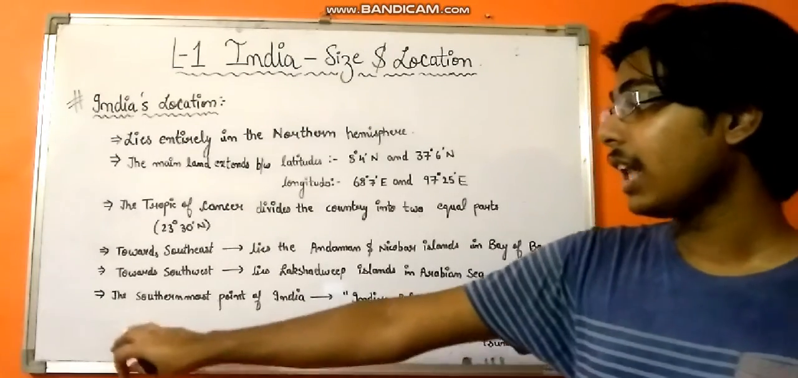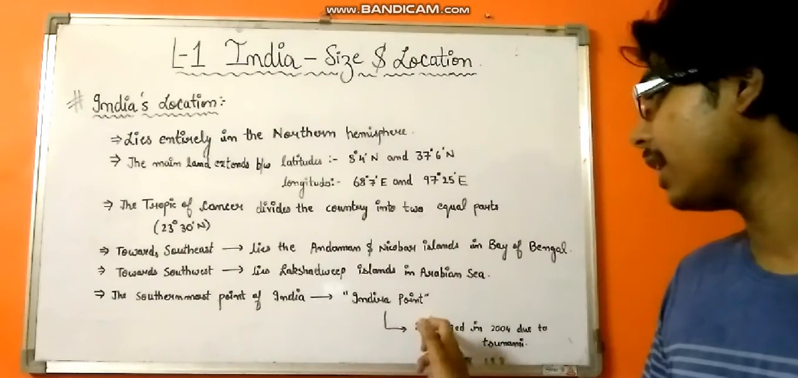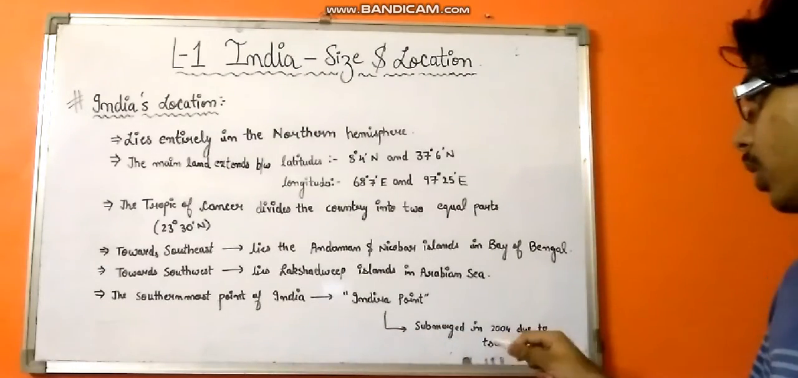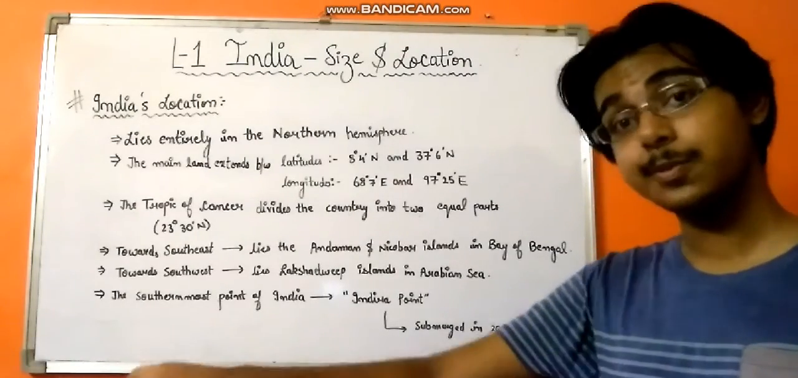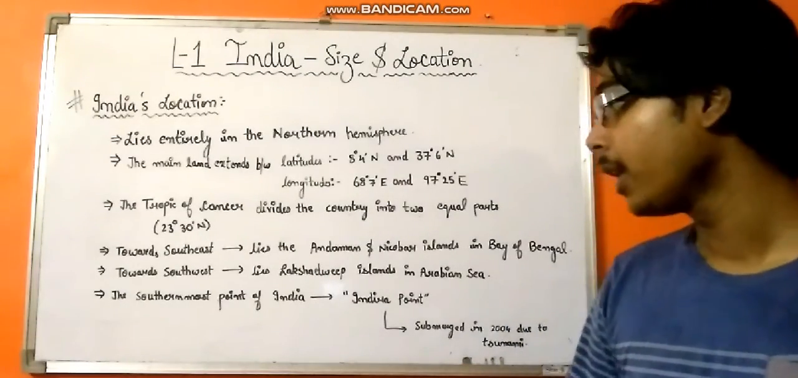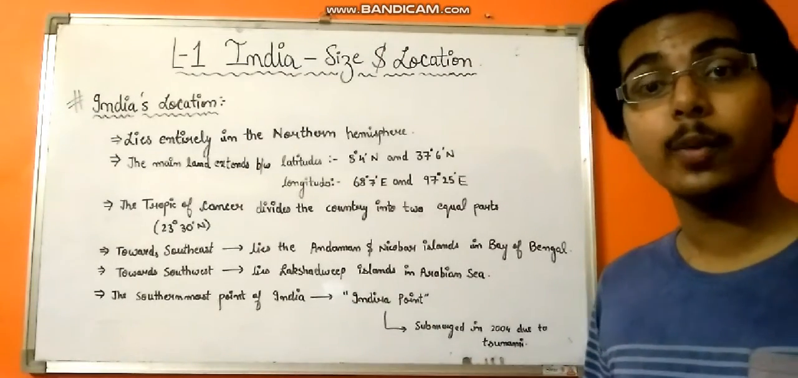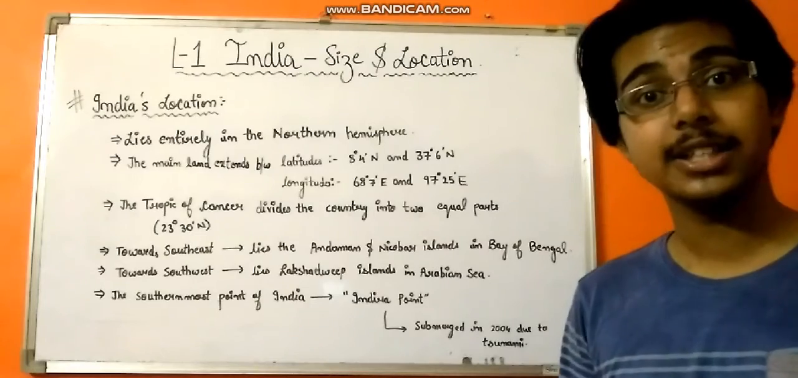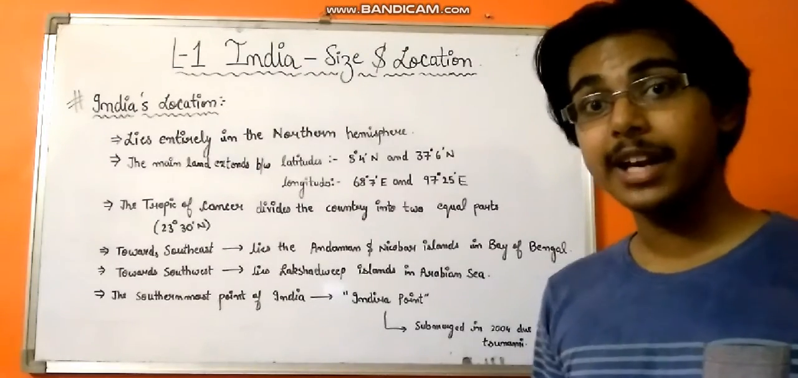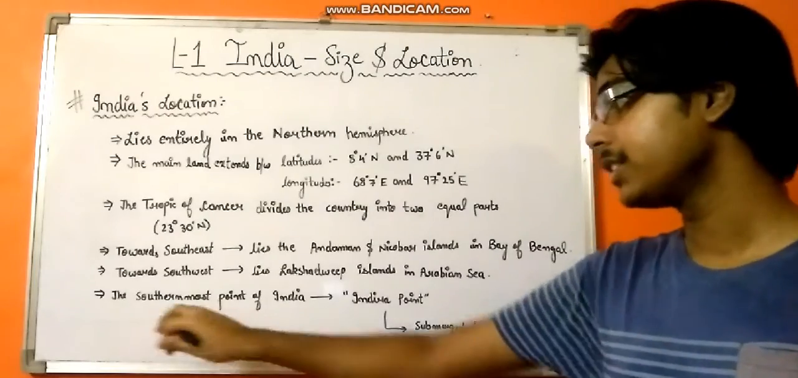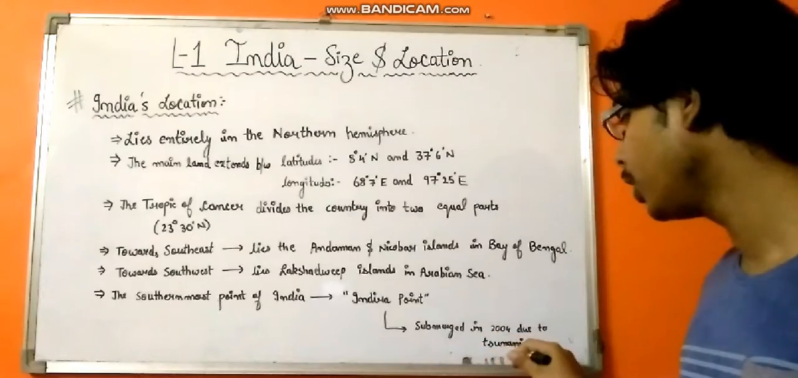Now let us look at the last point, that is the southernmost point of India. It is known as the Indira Point, and it was submerged in 2004 due to tsunami. Now this is a very, very important 1 mark question, and it has been asked in many examinations, and it is a favorite question for the exam setters. So please pay attention to this particular point. Southernmost point of India is the Indira Point, which was submerged in 2004 due to tsunami.